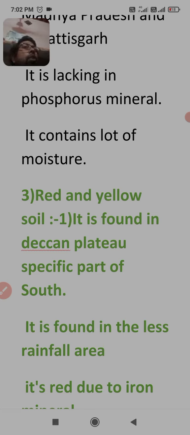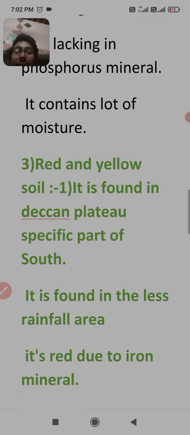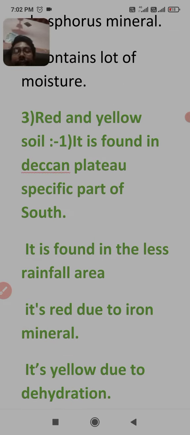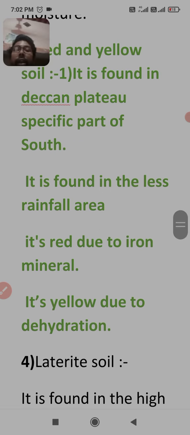In the Deccan Plateau, it is found in the southern part. Southern means Kerala, Karnataka, Tamil Nadu, etc. It is found in the less rainfall area. Red and yellow soil is found in the less rainfall area. And it's red due to iron mineral, due to the presence of iron.